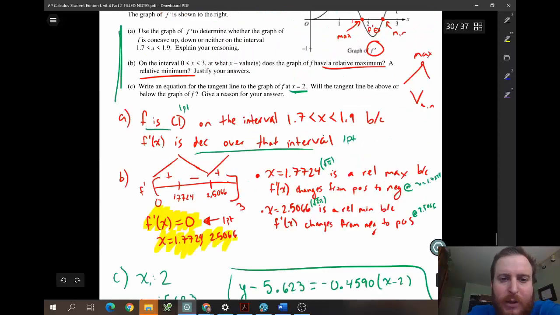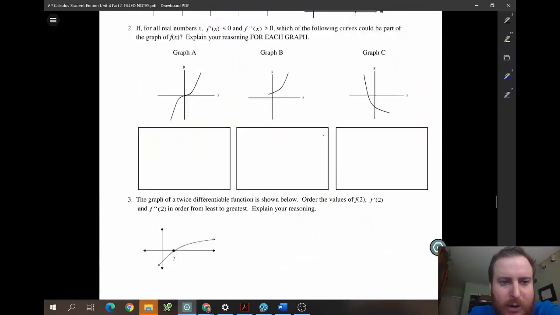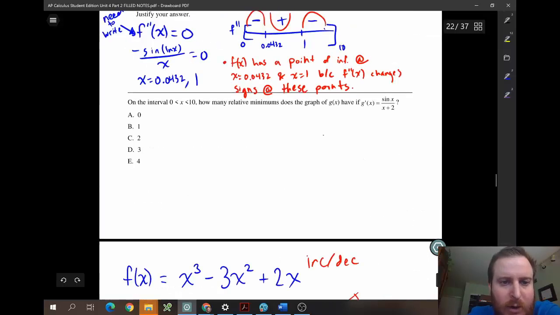So, there's that. I did tell you guys that we would also go over the remaining multiple choice questions with the calculators. So, we were up here. On the interval from 0 less than x less than 10, how many relative minimums does the graph of g of x have if g prime of x is equal to sine x over x plus 2? As soon as I see relative minimums, I want to set g prime of x equal to 0.